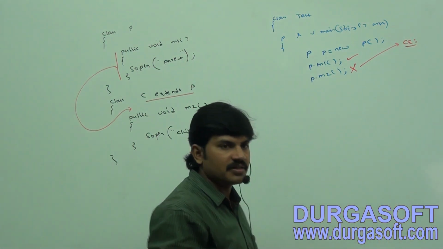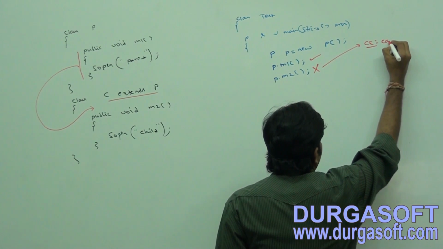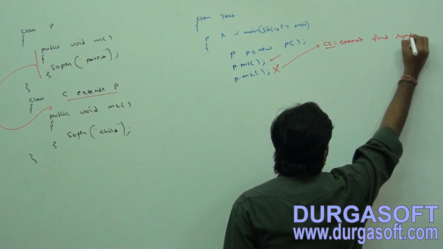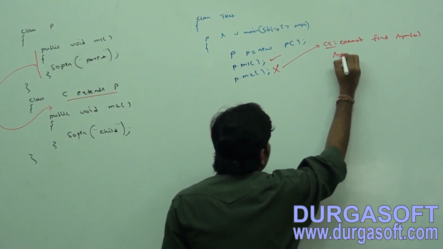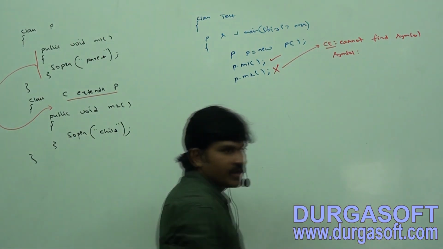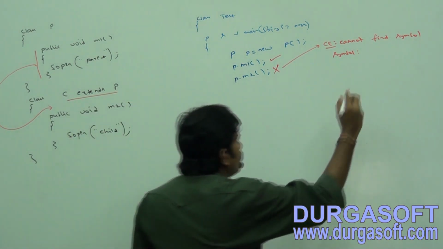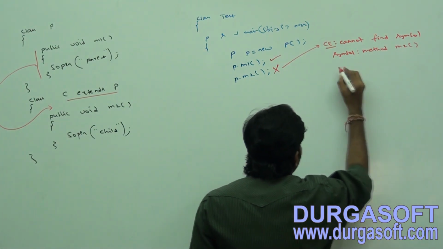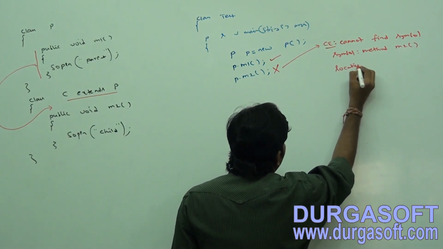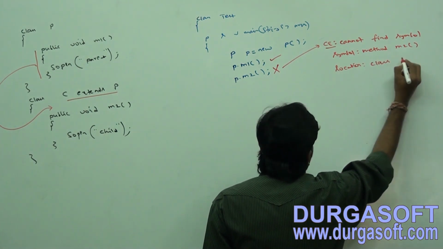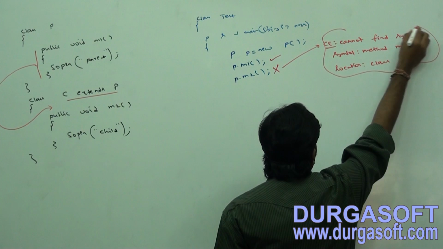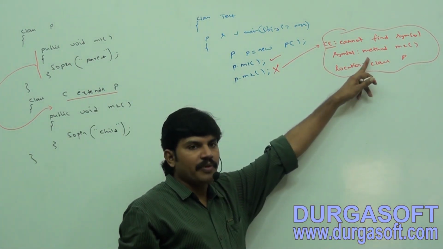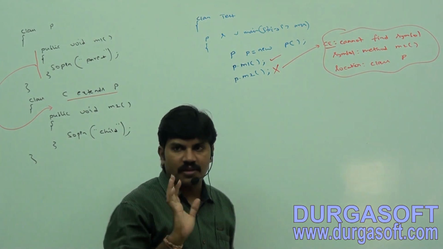Are you getting the compile time error, saying what? Cannot find symbol. Which symbol? Method m2. In which location? Class P. Are you able to understand that? In which location? Class P. Sir, in the P class there is no method named m2, so you are going to get a compile time error.